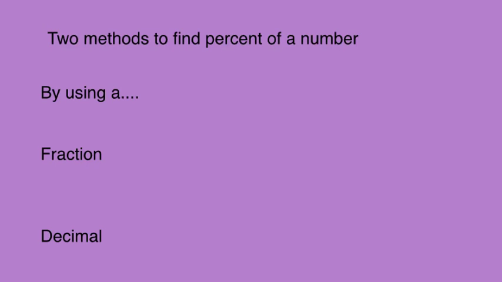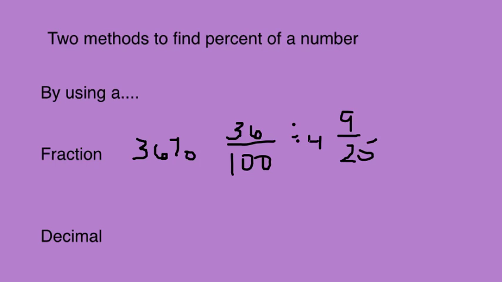In order to change a percent to a fraction, we write the percent over 100 because percent means per 100. So let's say I have 36% and I want to change that to a fraction. I'm going to write 36 over 100. I know that I can probably reduce that because that'll help keep my number smaller. So I can divide this by 4, and I'm going to get 9 over 25. That's the fraction I will use to solve my problem.